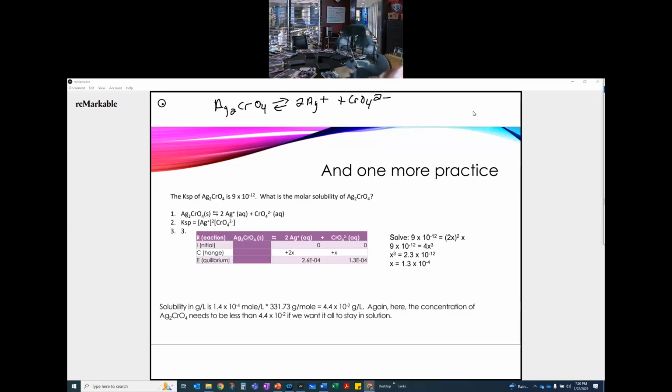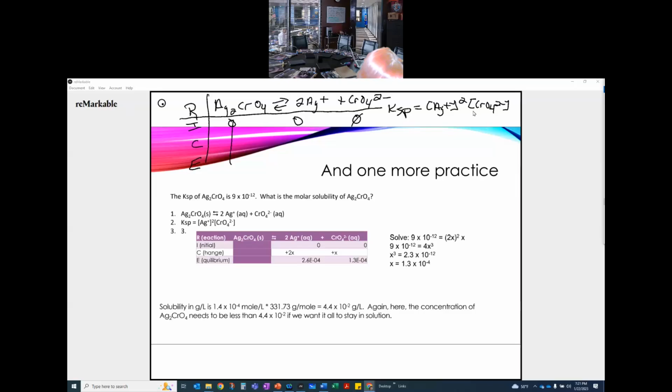Now, if that's the equilibrium that I'm going to be looking at, I know that my KSP is going to be equal to that Ag plus concentration squared times that CrO4 2 minus concentration. Okay? And that's because those are my products for that reaction that I've written. All right. If I then set up my ICE table, I know that my initial concentrations are going to be 0. And of course, this is a solid, so I don't actually care about that.